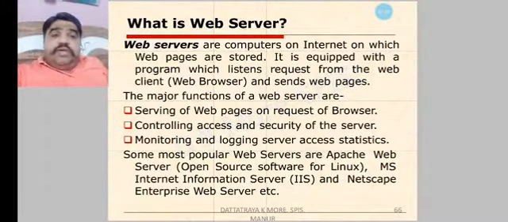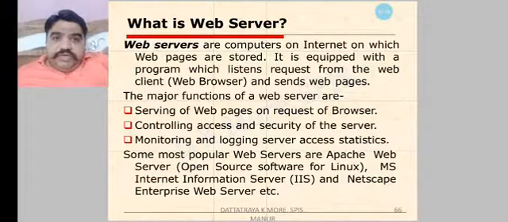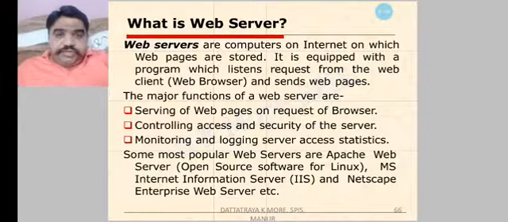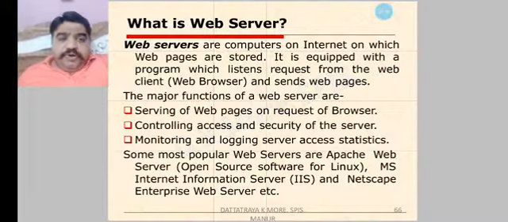Monitoring and logging server access statistics. That is also very important, because how many people have visited that server or that particular website is monitored and checked. Somebody is there to keep a check on that, and a record is kept. Some of the most popular web servers are Apache web server, which is open source software for Linux, MS Internet Information Server, IIS, from Microsoft, and Netscape Enterprise Web Server, etc. So many are available like that.